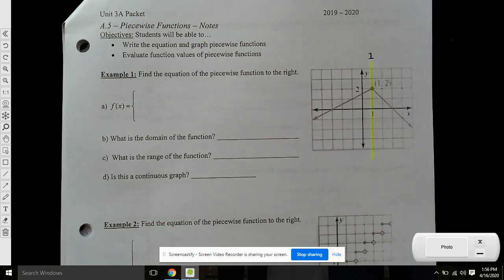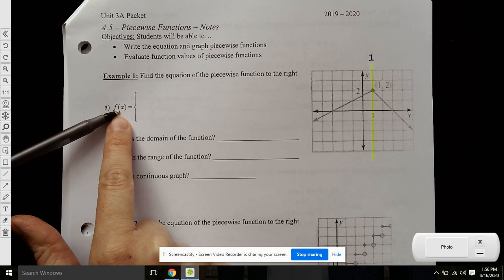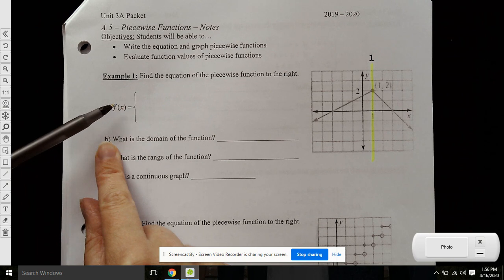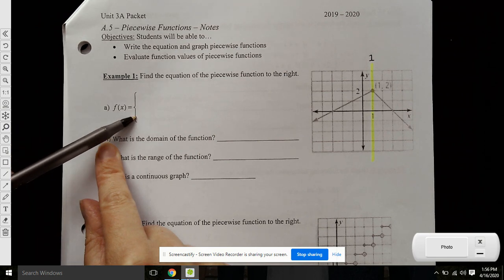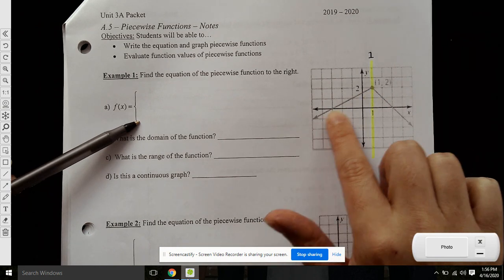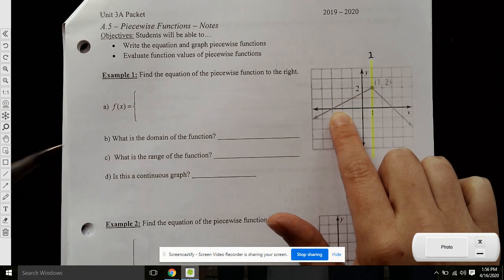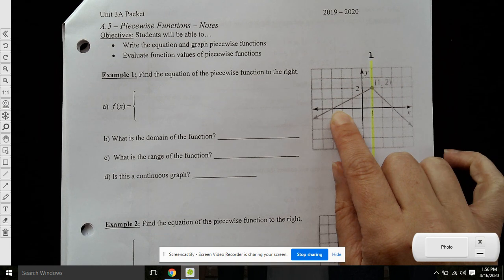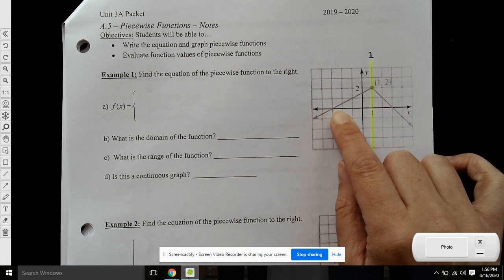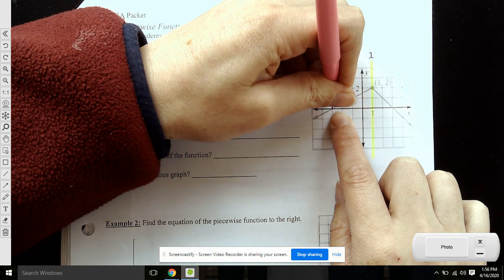So what I'm going to end up doing is writing two different functions. Notice it says f of x equals, and then you have this bracket here. So this means that f of x equals, and then you can add any functions in here. What I'm first going to do is find this function here. We know that this is linear, so first I need to find a slope. And I can draw my triangle here.